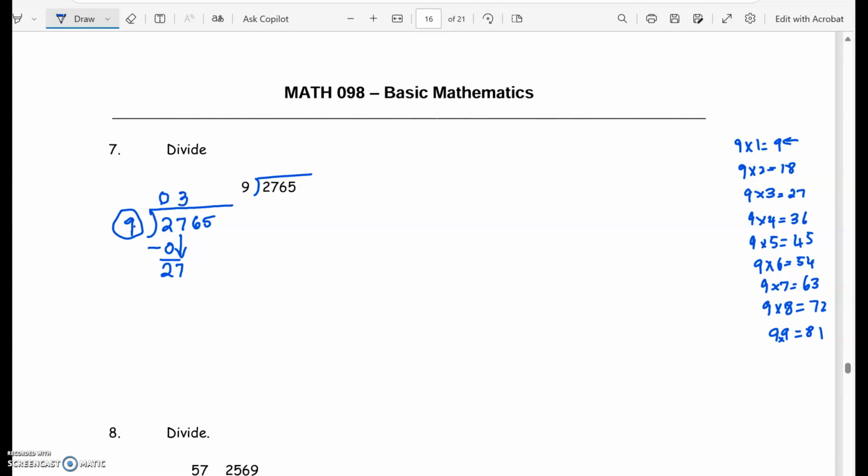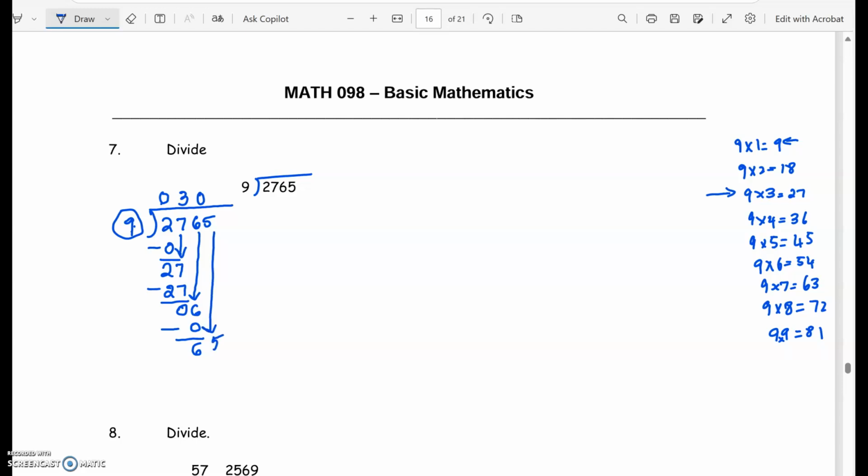9 times 3, notice the times table here, the 9 times table, is 27. When we subtract, we get a 0. Bring the next digit down. As soon as you bring the next digit down, ask yourself, how many times does 9 go into 6? 6 is too small for 9, so 9 goes 0 times into 6. Subtract, get a 6, bring the next digit down.